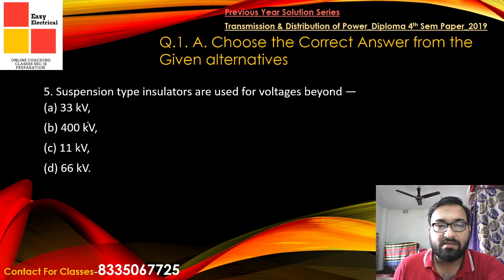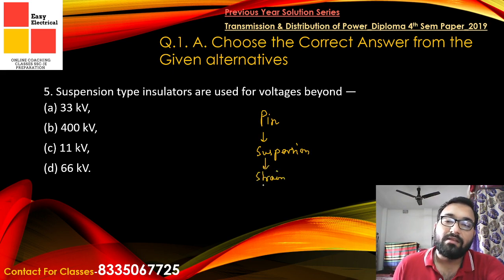Okay, the next question is: suspension type insulators are used for voltages beyond 33 kV, 400 kV, 11 kV or 66 kV. Generally we all know that insulators are classified into types. One is the pin type insulator, then the suspension type insulator, then strain insulators are also there. Then there are strain or shackle insulators also.